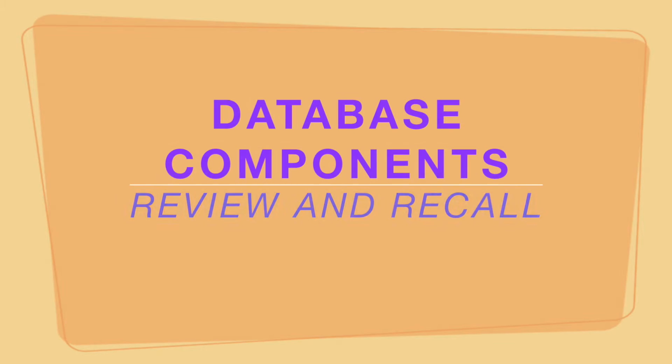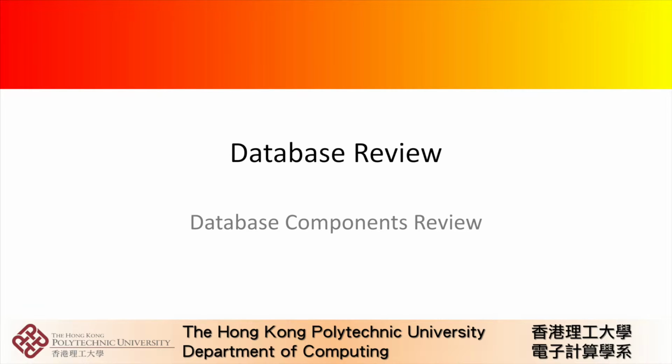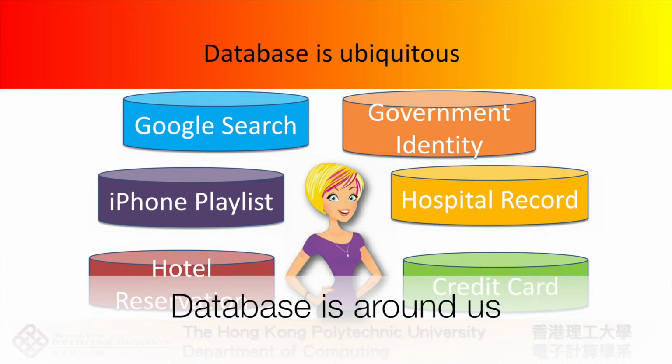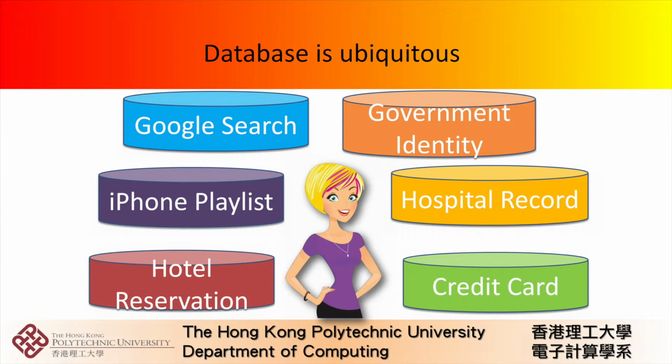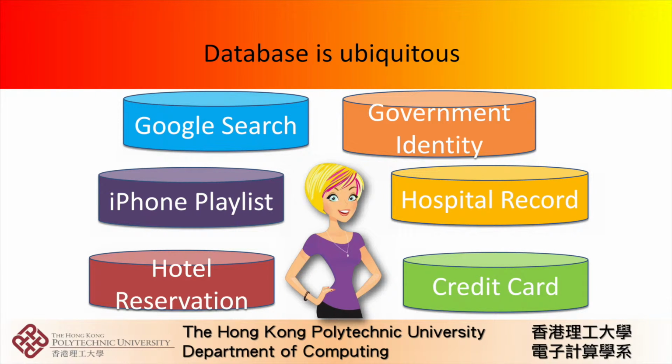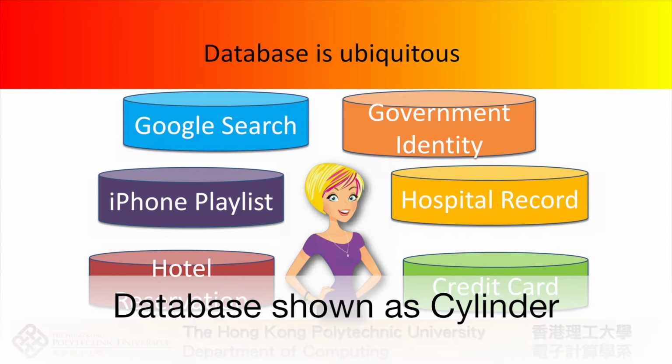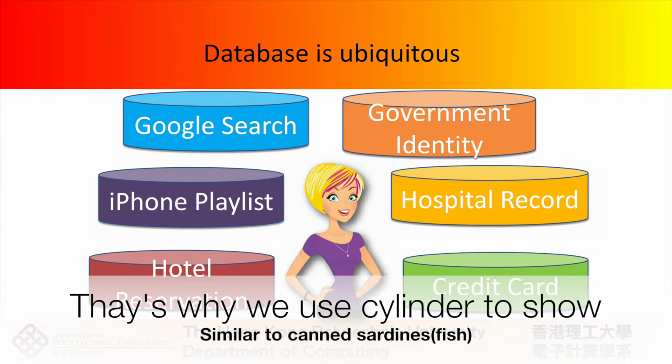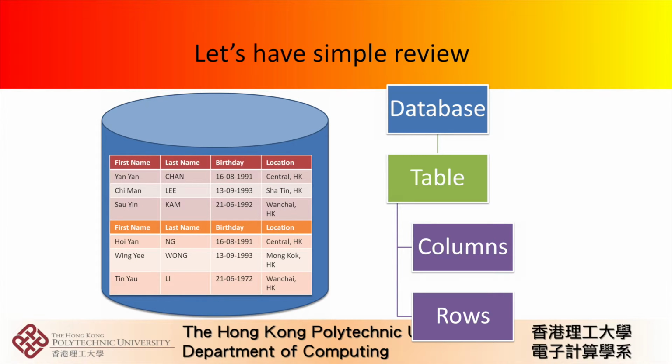We will now help you recall the knowledge about database components. Database is ubiquitous. A database is an organized collection of data. Every time you search online, go shopping, or call a hotline, your action is asking a database for information, or querying it. Databases are widely recognized as synonyms for this. In a database, there are several tables, and in a table you will see different columns and rows.